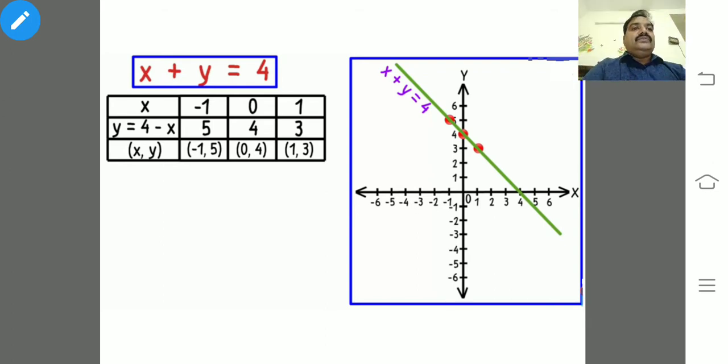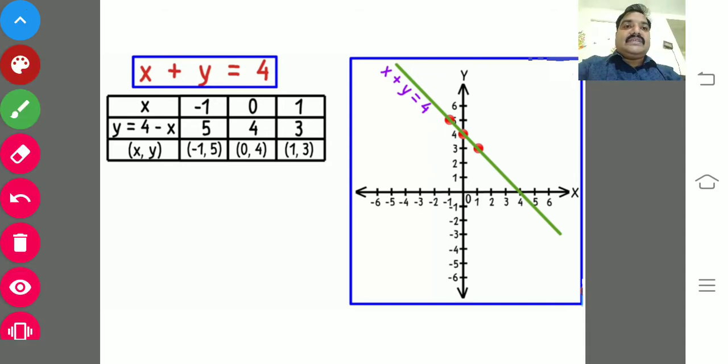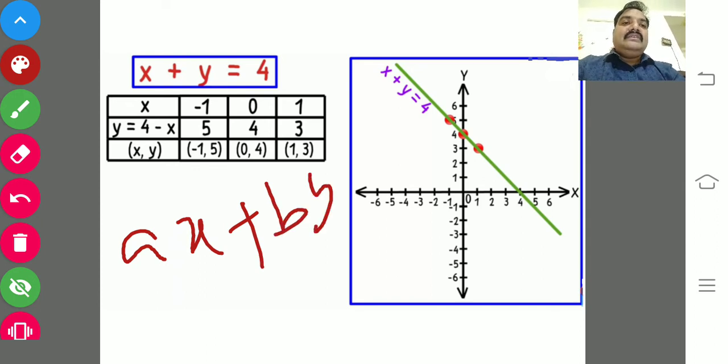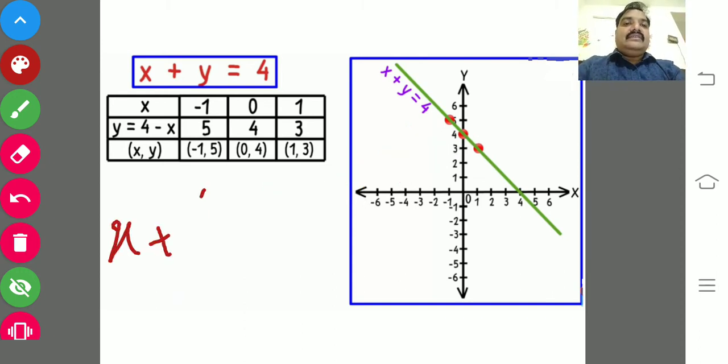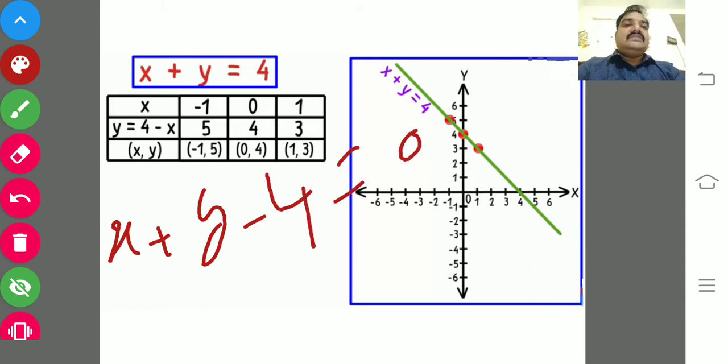Before going into the solution of a pair of linear equations, first you have to learn how to plot, how to draw a line using a linear equation. Here I would like to take one equation, x plus y equals 4. First of all, we already know the standard form, ax plus by plus c equals 0. This is the standard form of a linear equation. So here, x plus y minus 4 equals 0. This is the way to write it.